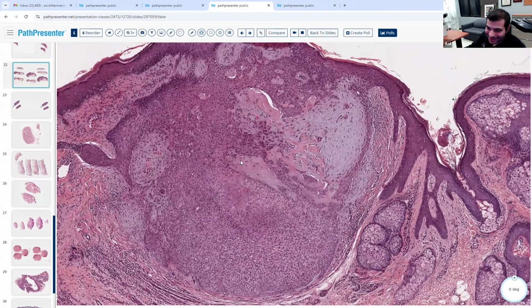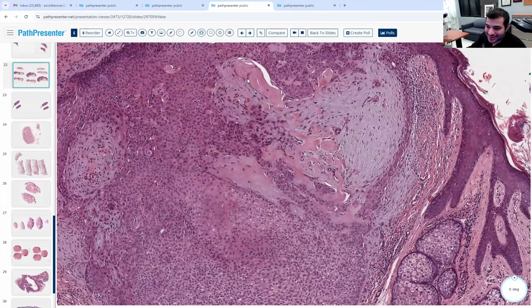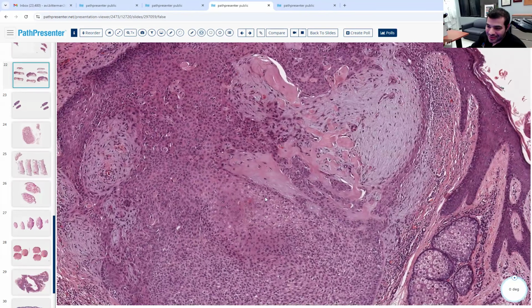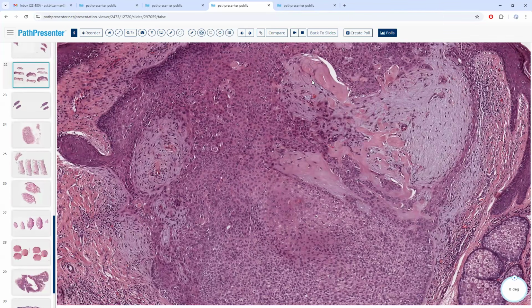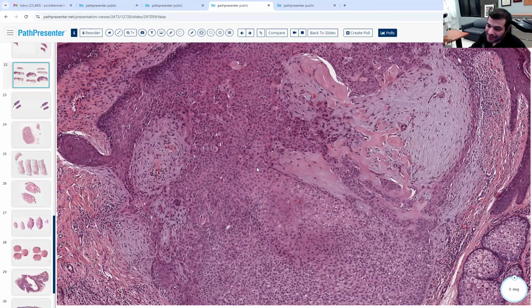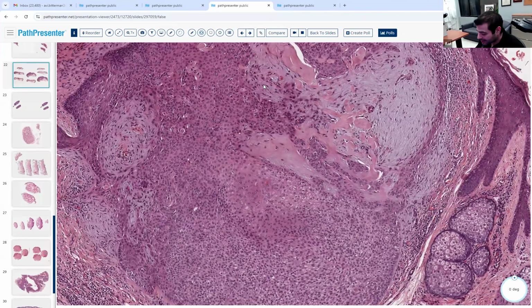What's different about this trichilemmoma? What's off with the stroma? How would we describe the stroma? It's degenerated. The myxoid degeneration, and it's hyalinized. Another word is desmoplastic. Fibrotic.